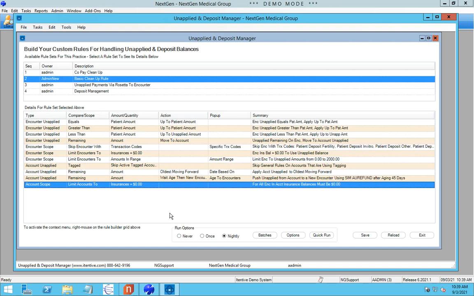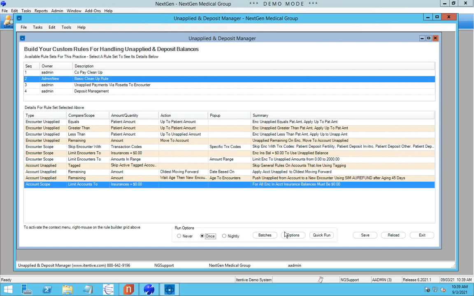Now, once this rule is created, we can select if we want it to run once, nightly, or never. Never might be a rule that you're setting up to test and you only want to try it for a while and then it'll be done. Maybe this is your cleanup and you're doing your cleanup phase, and then when you're done with cleanup, you're going to retire this rule and maybe just bring it out once in a while to do those cleanups. You're going to have some other rules for your ongoing maintenance of the unapplied amounts.